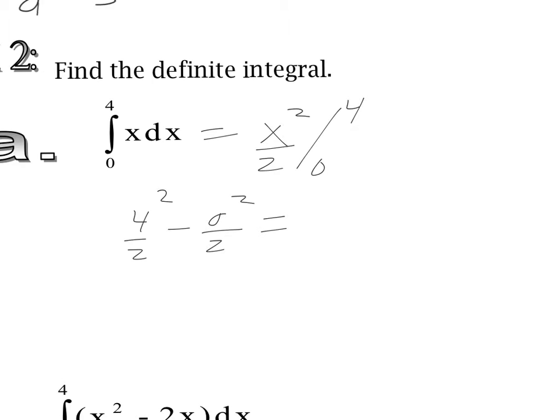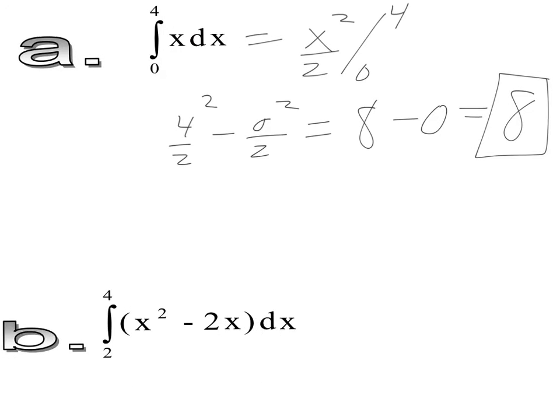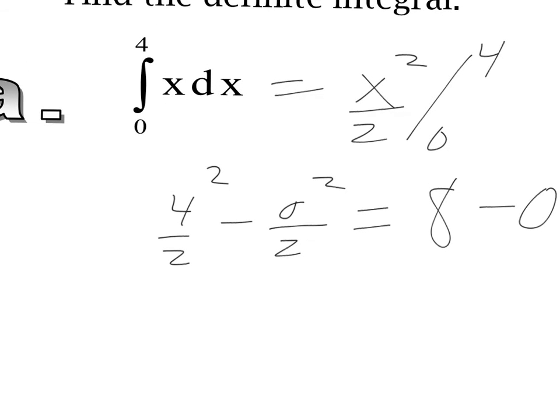Well, to evaluate this, it's pretty straightforward. 4 squared is 16, and 16 divided by 2 is 8. And then that's just 8 minus 0, so this is just 8. And once again, we could also evaluate this graphically, and I'm going to do it because it's really simple. Let's take a look at what this would look like from 0 to 4 of just x. Remember, x is just a straight line. It should go right through the origin from 0 to 4. And it also has a height of 4. So this is really just a right triangle with a base of 4 and a height of 4.